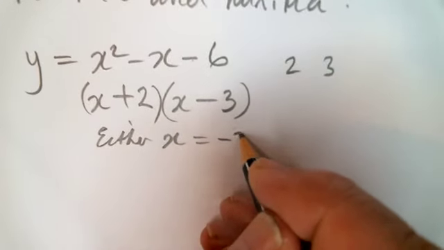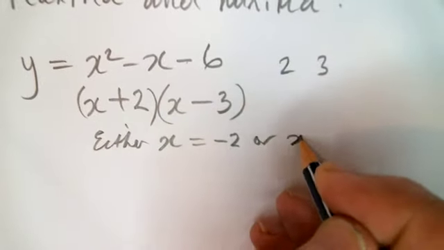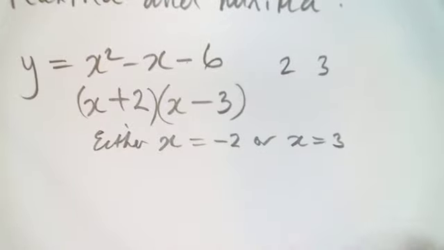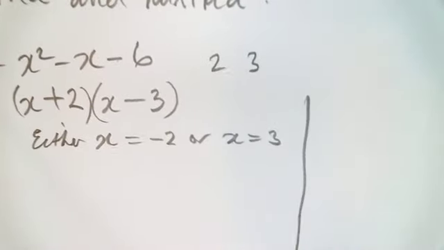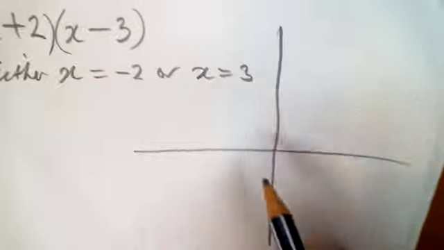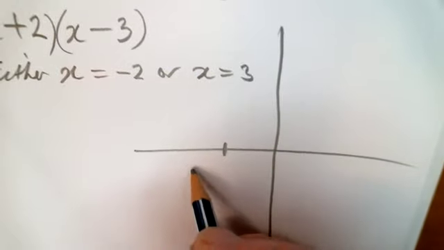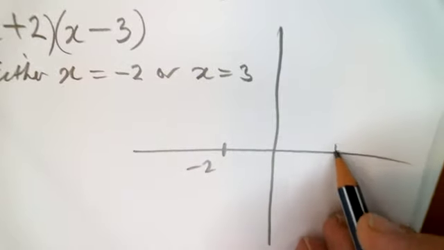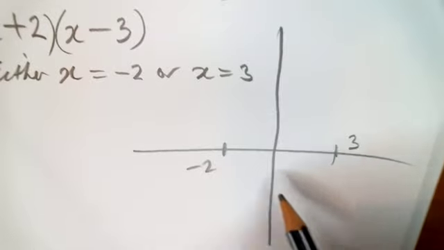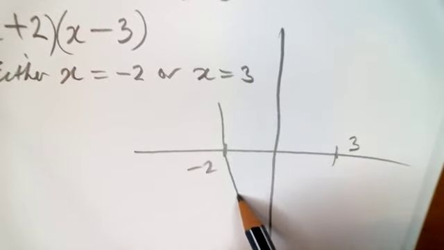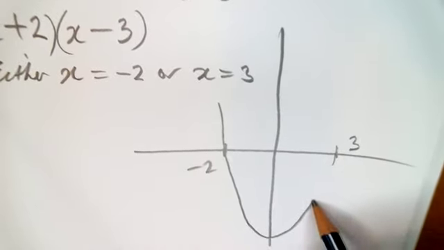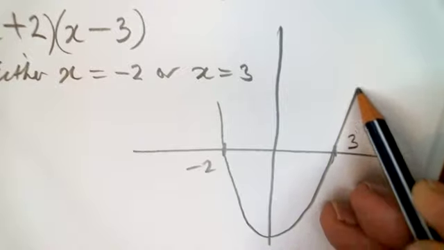x is negative 2, or x is equal to 3. So if I was to plot that, I'll try and plot it as best I can. We've got a negative 2 here. There's my negative 2. We've got a positive 3. That's my positive 3 value. And it's going to come down something like this, turn around, come back up like this and head up through there.